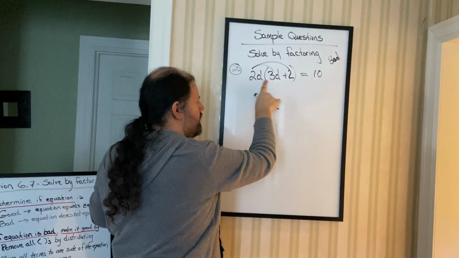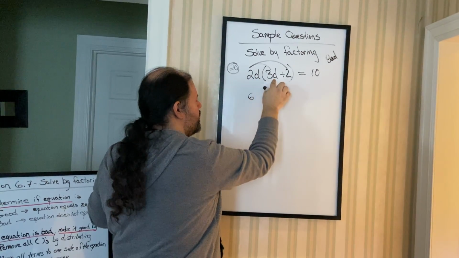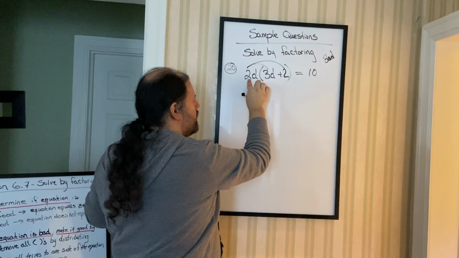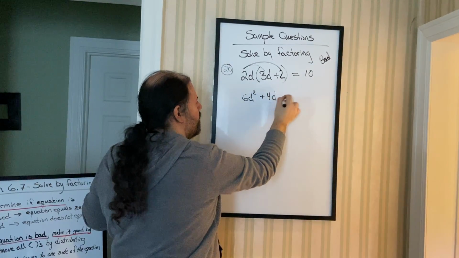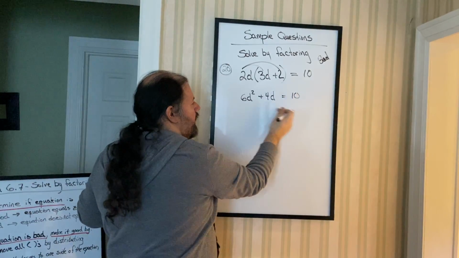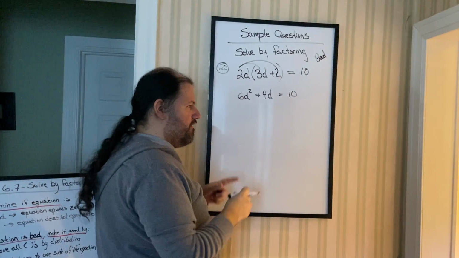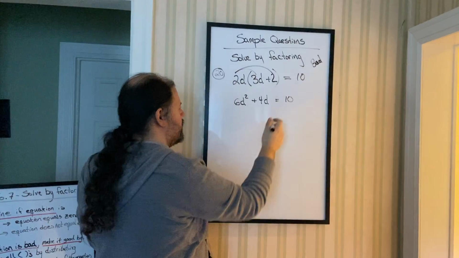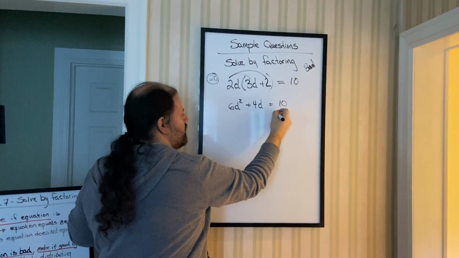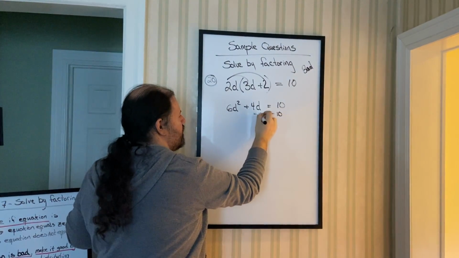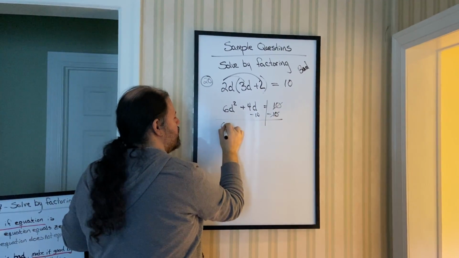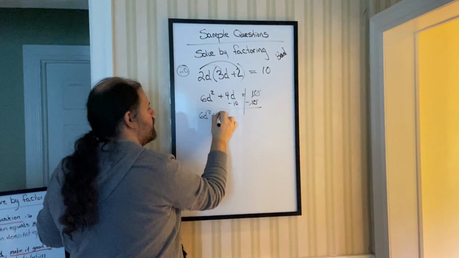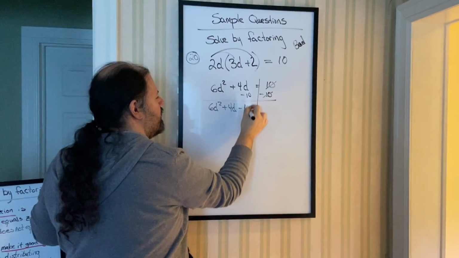2d times 3d, 2 times 3 is 6, d times d is d squared. Here, 2d times 2, it's going to be 4d. Now, once you get rid of the parentheses, now you can do the additive inverse to move this 10 over. So the opposite of a positive 10 would be to subtract 10 on both sides. Once you do that, they cancel out, and then we have 6d squared plus 4d minus 10.